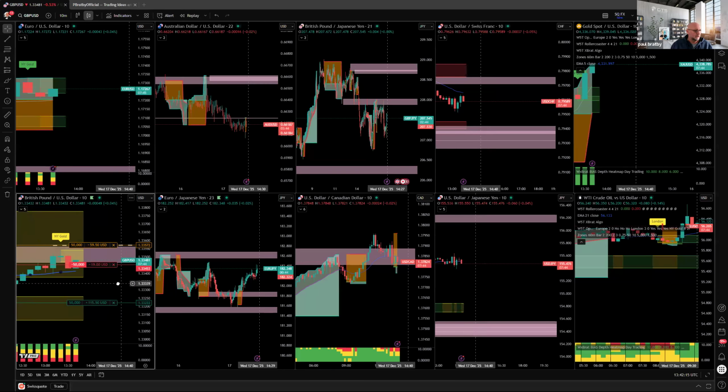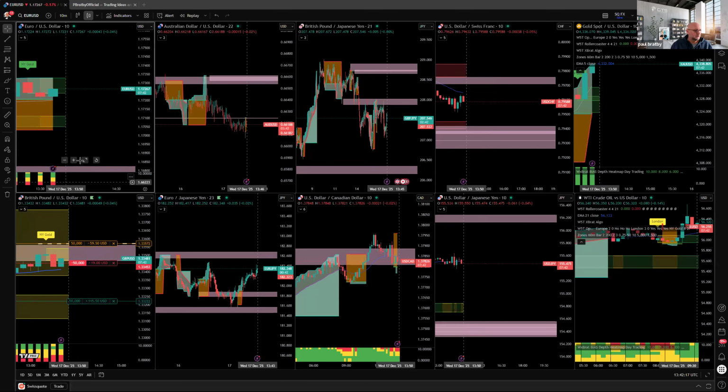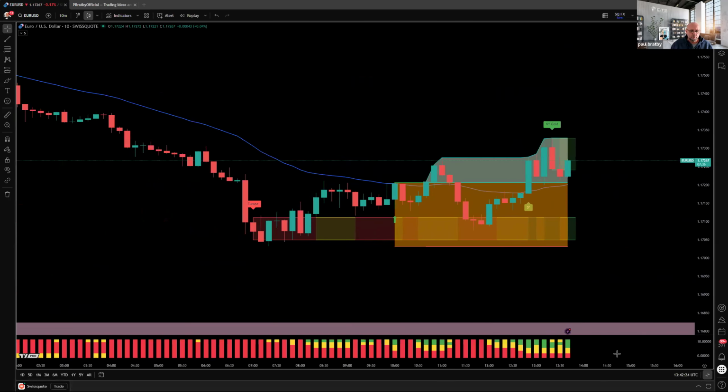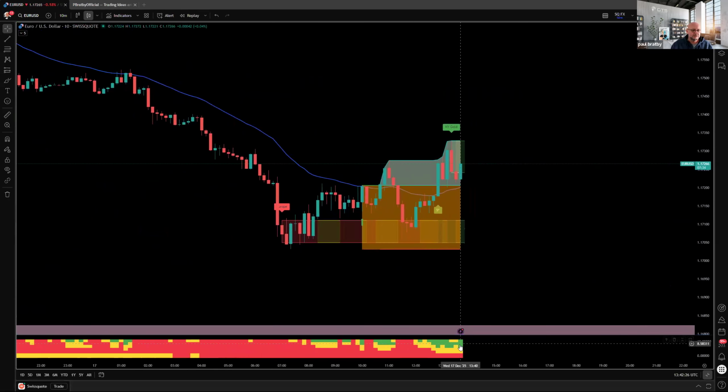Let's have a look at the euro US dollar. So now with the euro US dollar, we could look at what's called a continuation trade, but the bias depth heat map has to back us up and it's not.